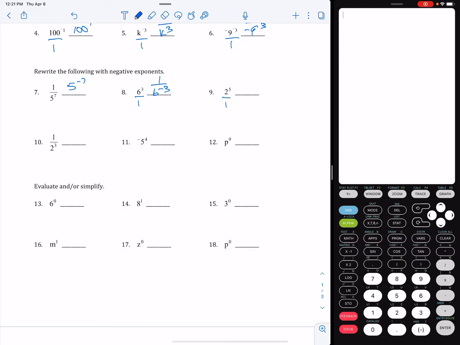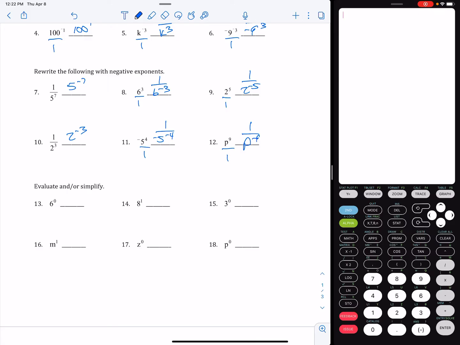Same thing for this one. So this one becomes 1 over 2 to the negative 5. Number 10, it's in the denominator, it's positive, so that means in the numerator it'll be negative. This one is positive in the numerator, so that means it's going to be negative in the denominator. But my base still stays negative no matter what. It's the exponent that's going to turn negative. And if you have a variable, same thing: P to the 9th, positive in the numerator, is going to be negative in the denominator.